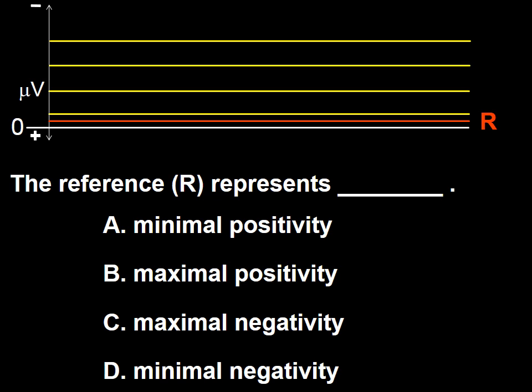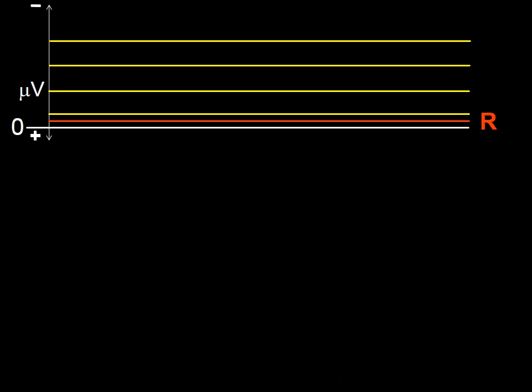Next question. The reference in the voltage graph represents A. minimal positivity, B. maximal positivity, C. maximal negativity, D. minimal negativity. In this question, the position of the zero line has changed. Its new position makes all the yellow lines and the reference line negative. Since the reference line is the closest to the zero line, it represents the minimal negativity.